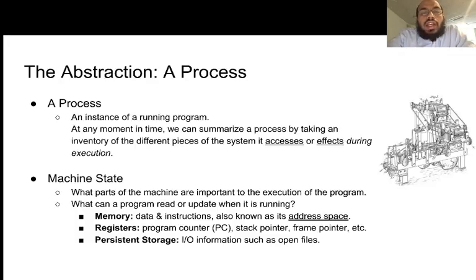So you have the abstraction of a process, which is an instance of a running program, and you can summarize a process by looking at the different pieces of the system that it accesses and the different pieces of the system that it affects. For example, some processes will be accessing memory and disk. Some processes will be accessing the USB peripheral, and so on. This is basically what a process needs and what a process affects.